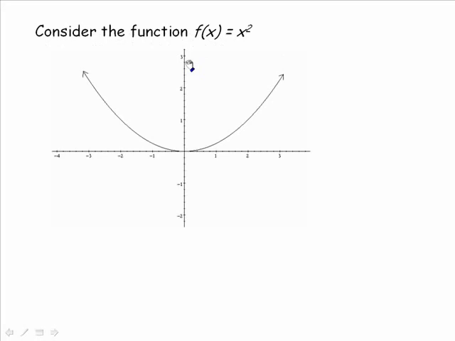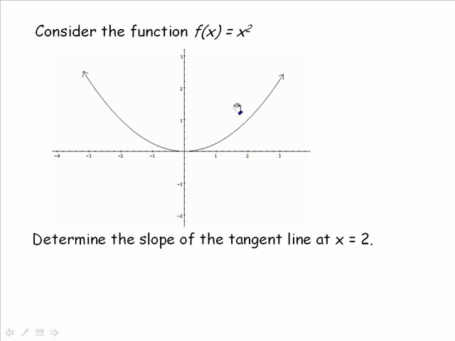So let's take a look at this one. f(x) is equal to x squared, just your regular quadratic. And if we were to determine the slope of the tangent line at x equal 2, we could. Now, I just noticed that these y values are like totally wrong.